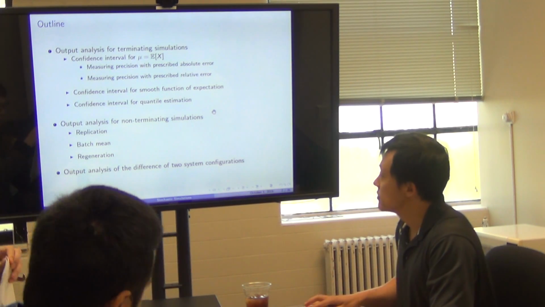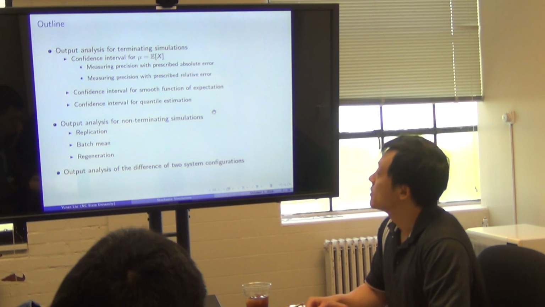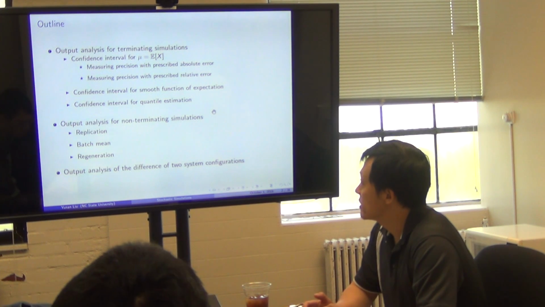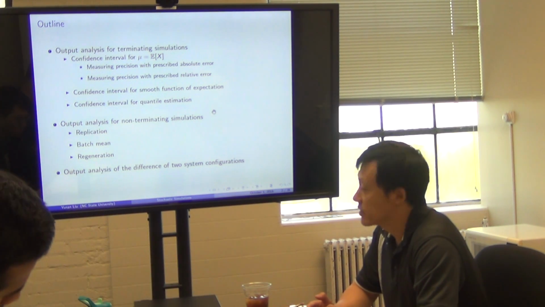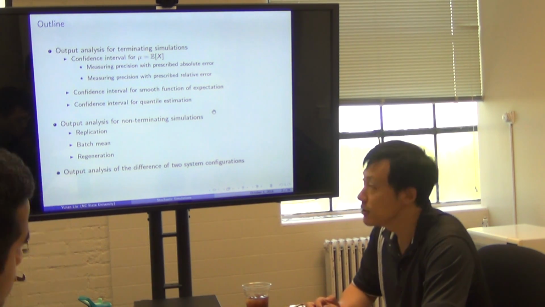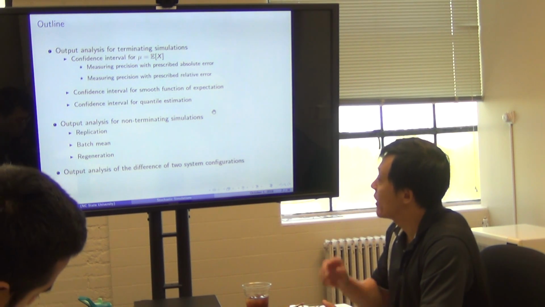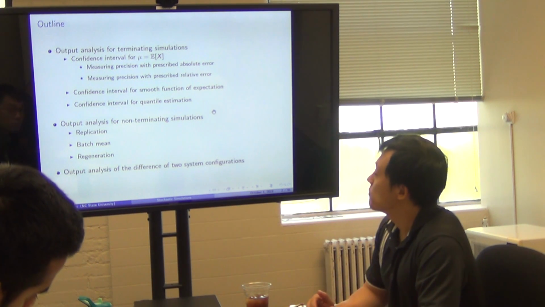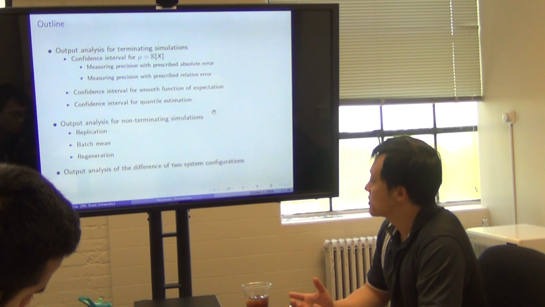Alright, so this is a quick outline. Output analysis for terminating systems and non-terminating systems. So we have seen both, actually. We have seen examples of both cases. So we have two types, right? So what is output analysis, right?